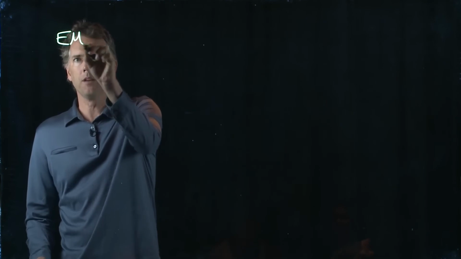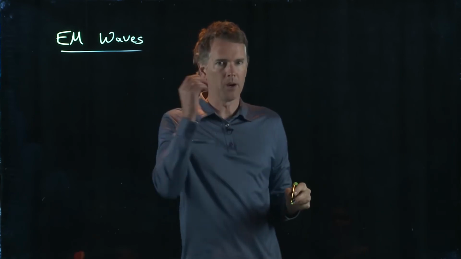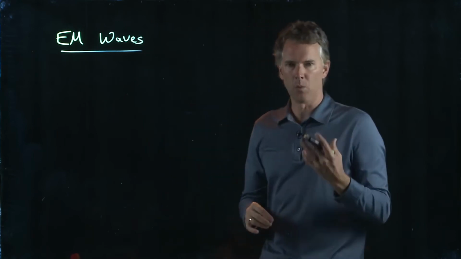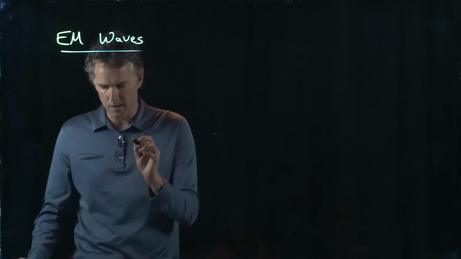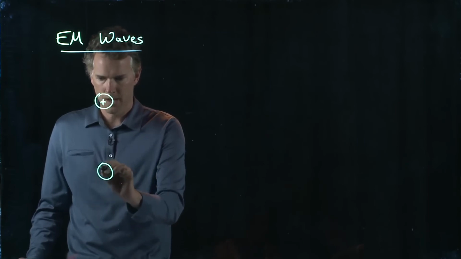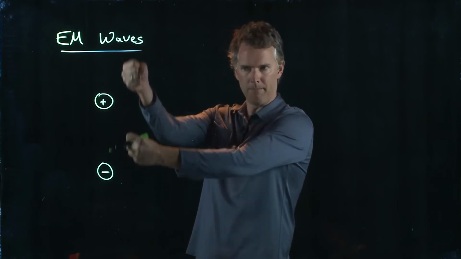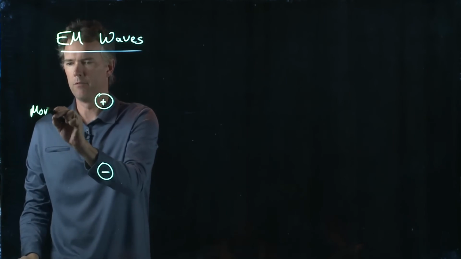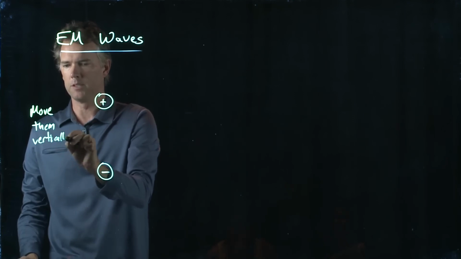The next topic, therefore, is just that, electromagnetic waves. Okay, we are now going to combine both of these things, electricity and magnetism, into one concept, electromagnetic waves. So let's talk for a second about the following. Let's say we have a positive charge and a negative charge. And let's say we're going to take these two charges and move them up and down. Okay? So let's move them vertically. And let's see what happens as a function of time.